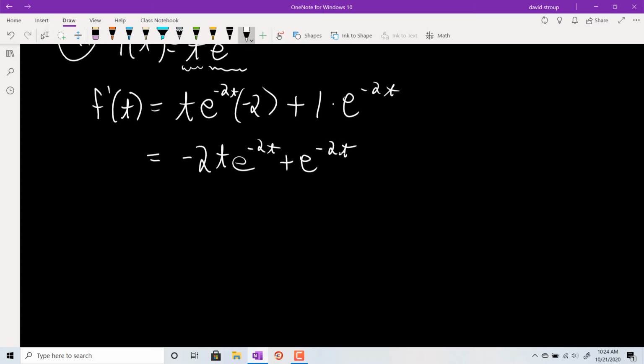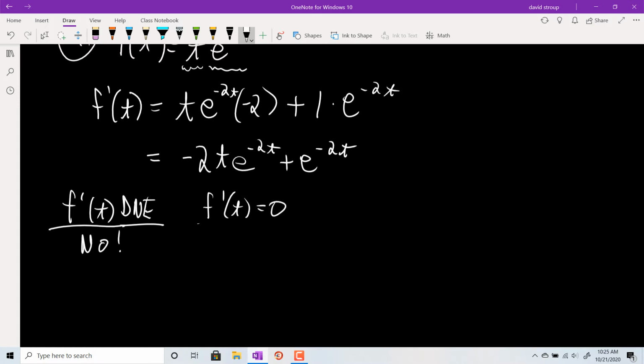Okay, great. So again, there are 2 places where these things have critical numbers. One place is where the derivative does not exist. In this case, it does not happen. We basically have a bunch of continuous functions. The product of continuous functions is continuous. The sum of continuous functions is continuous. So this will never happen. Then you also want to look for where the derivative is 0.